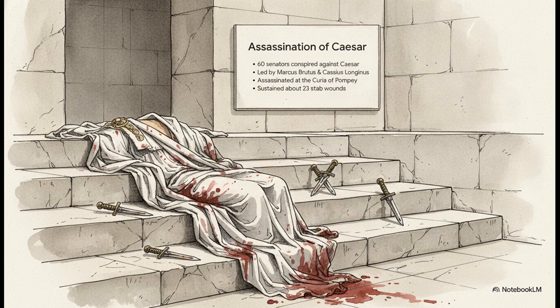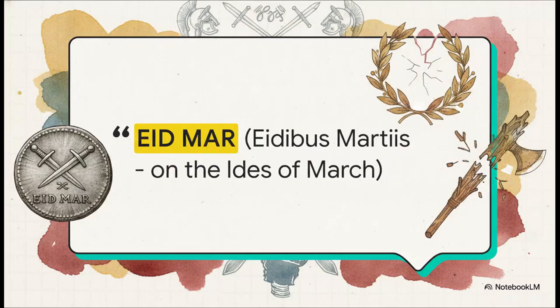23 stab wounds. To these conspirators, this wasn't just cold-blooded murder. In their minds, they were pulling off a desperate, preemptive defense of the Roman Republic and its ancient traditions. And they were incredibly proud of it. That pride is brilliantly captured on a silver coin minted by Brutus himself. It boldly shows off 2 daggers right alongside the words Ides Mar, standing for the Ides of March.